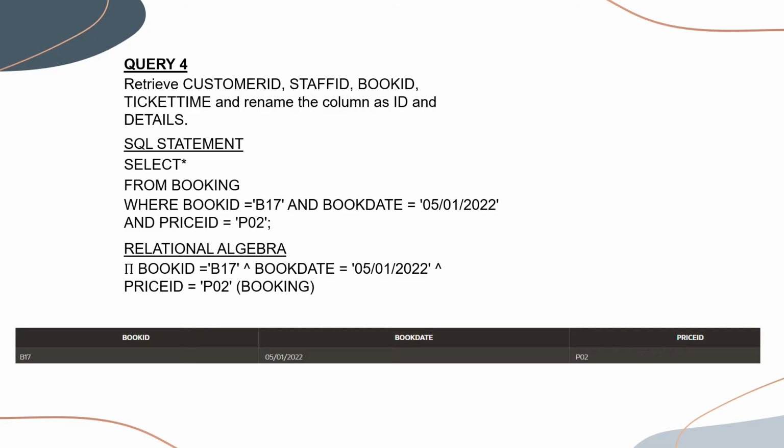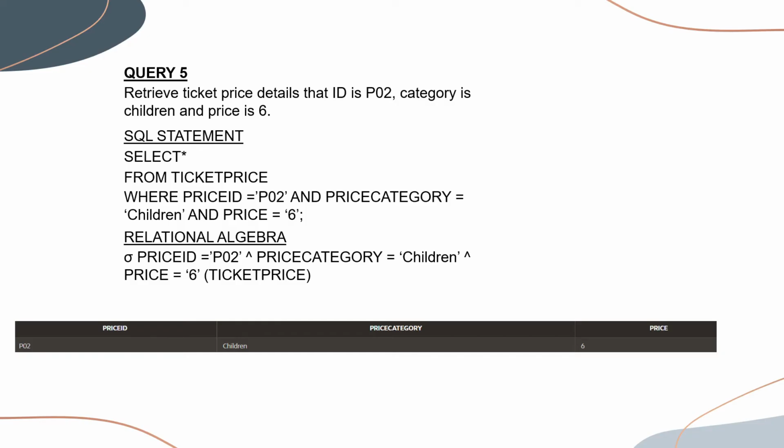For query 4, we will retrieve customer ID, staff ID, book ID, and ticket time, and rename the columns as ID and details. So the SQL statement and relational algebra, and also the output. Last, for query 5, we will retrieve the price details where ID is P02, category is children, and the price is 6.